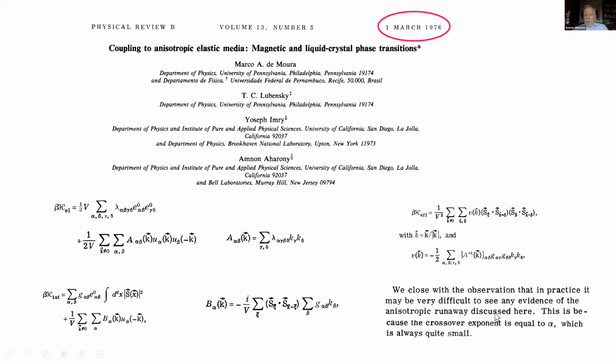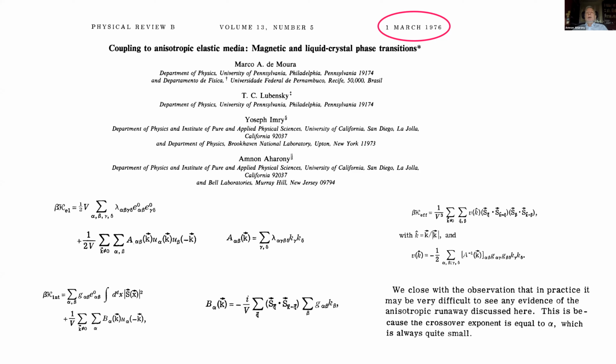However, we still say at the end that we close with the observation that in practice it may be very difficult to see any evidence of the anisotropic runaway discussed here. This is because the crossover exponent is equal to alpha, which is always quite small. So this is a whole topic that many people worked on around 1976, and people can read about it there.